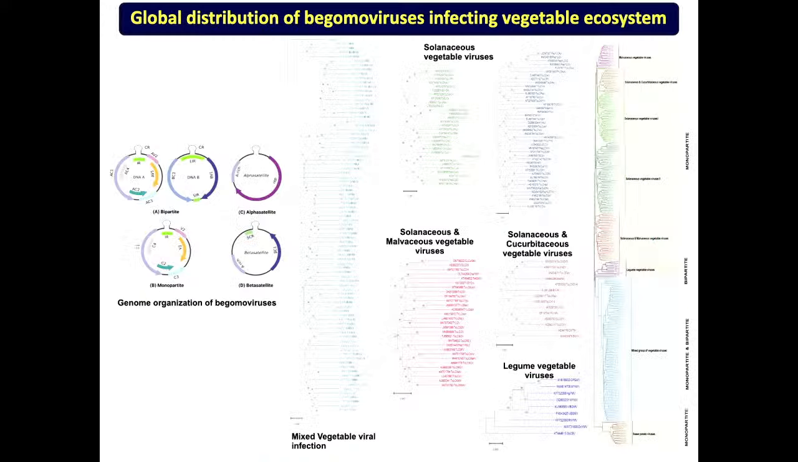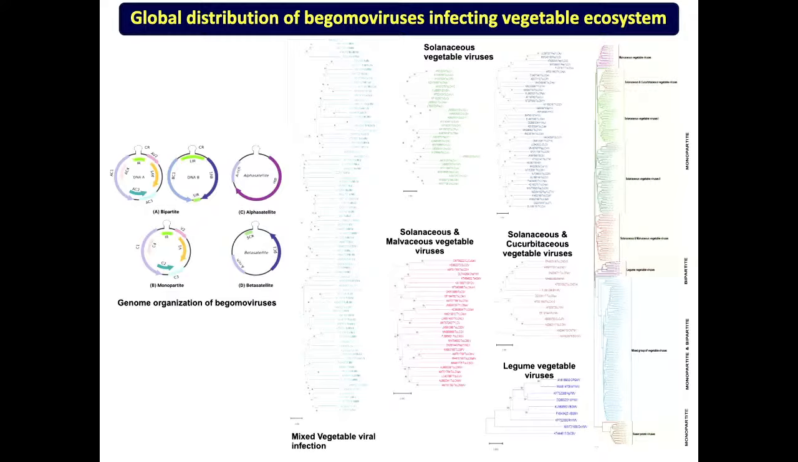So this is one general group of viruses, the begomoviruses infecting vegetable crops, with mixed infections on solanaceous crops, and on solanaceous and malvaceae crops, solanaceae, cucurbitaceae vegetable crops, and legumoviruses and all, they form groups.